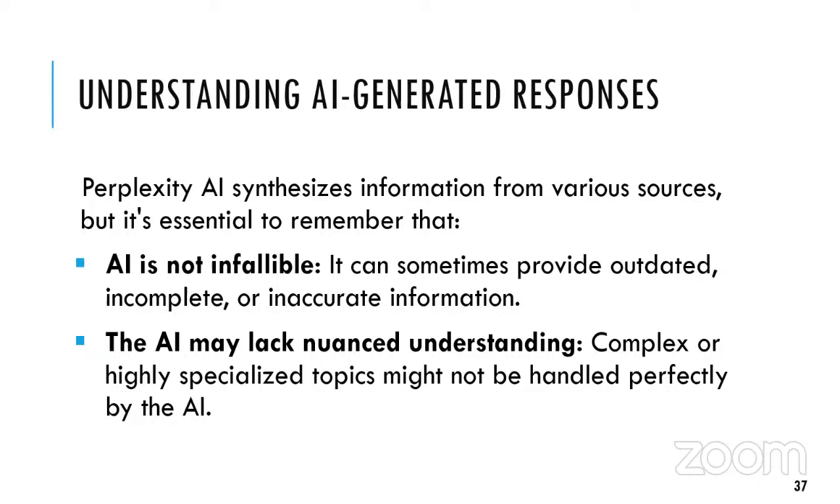But you must remember that AI is not infallible. It can sometimes provide outdated, incomplete, and inaccurate information. That's why you need to find out what exactly is this information provided to you. Sometimes also there are complex or highly specialized topics that may not be handled perfectly by the AI, because the AI may lack the nuanced understanding of the topic. So these two issues are issues that you must have at the back of your mind.